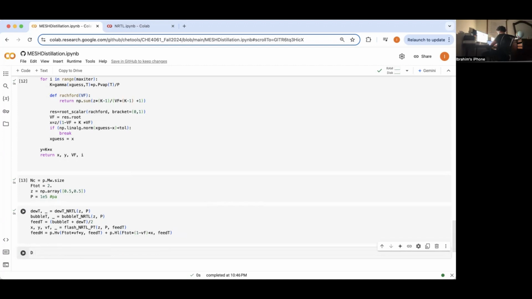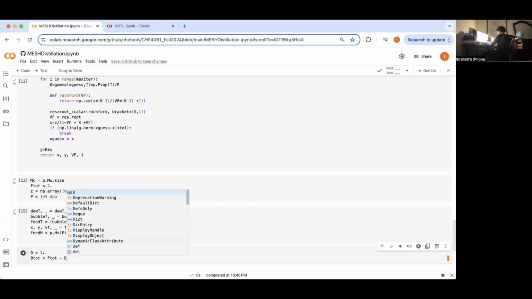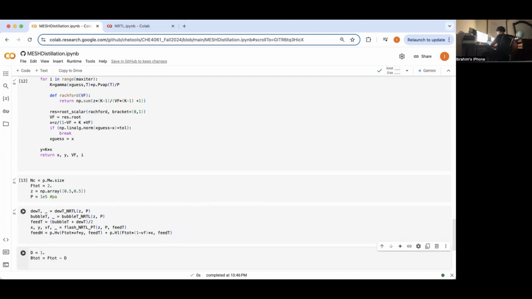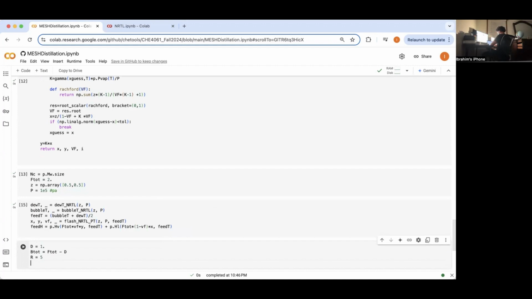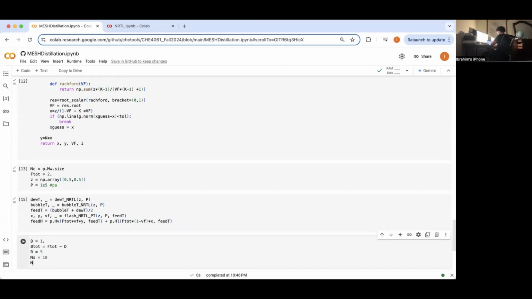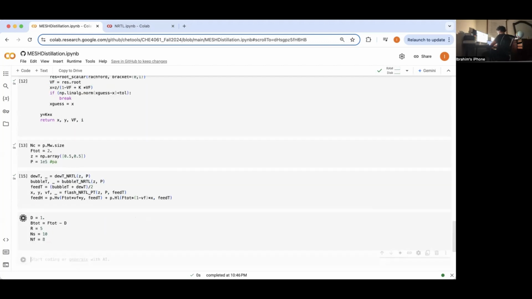But okay. So we also want to set some initial parameters. That's going to be our distillate equal to 1, our bottoms total equal to our feed total minus our distillate. And then we'll have our reflux ratio equal to 5. We'll have our NS equal to 10 and NF equal to 5? Or no, I think 8. Yeah, I think that's good.